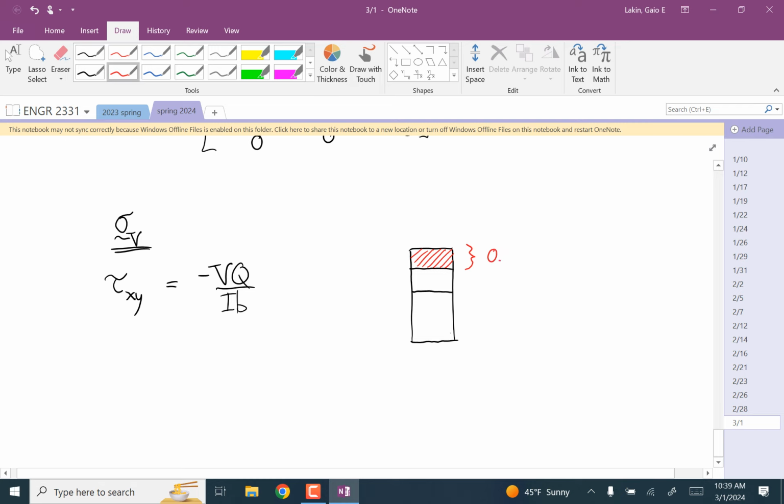This distance is 0.025. This is 0.02. The centroid of this area is right in the middle there. So this distance is 0.025 to get to the bottom of the shaded rectangle, plus another 0.0125. So this D is equal to 0.0375.